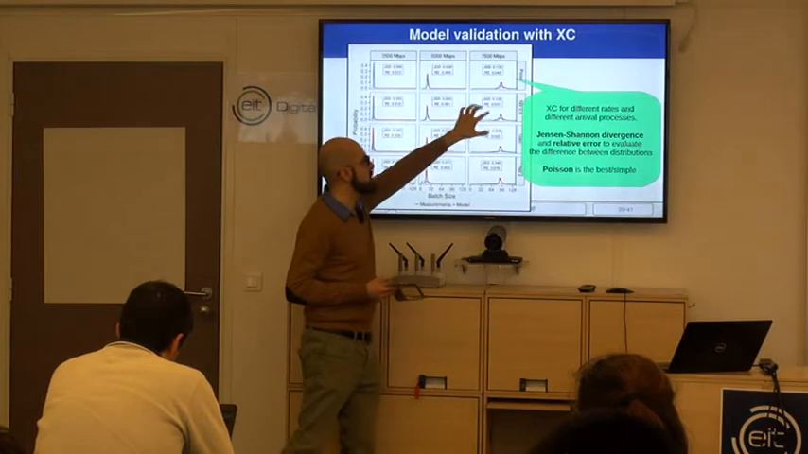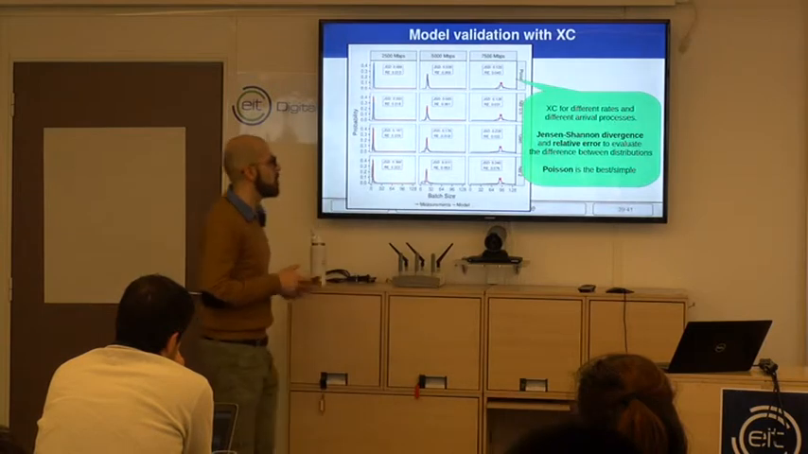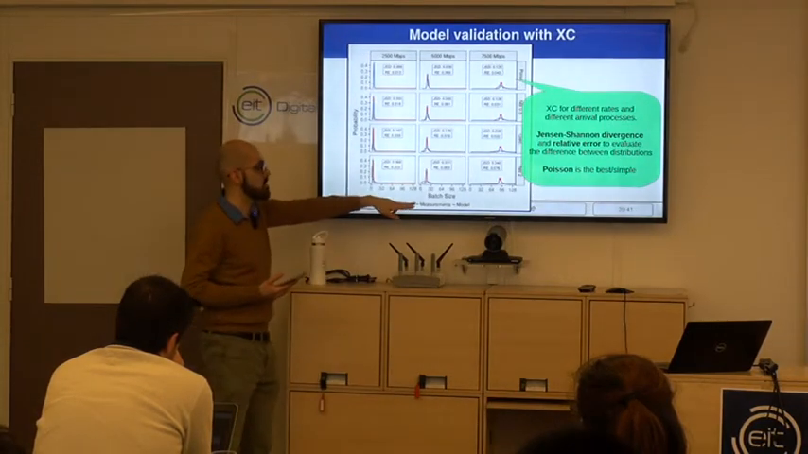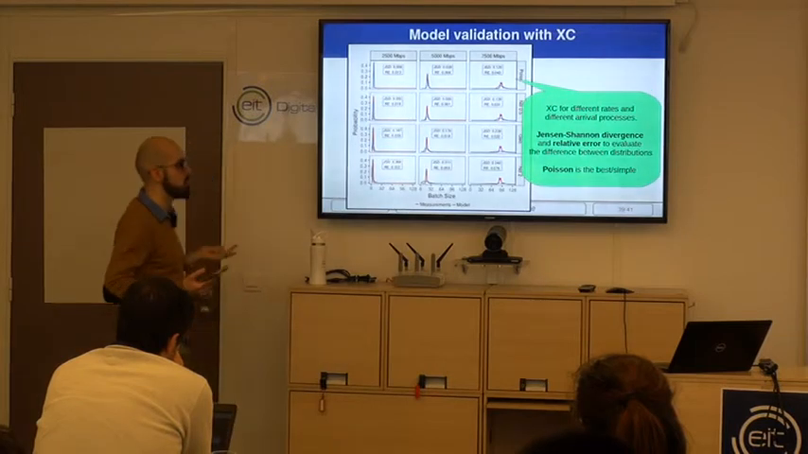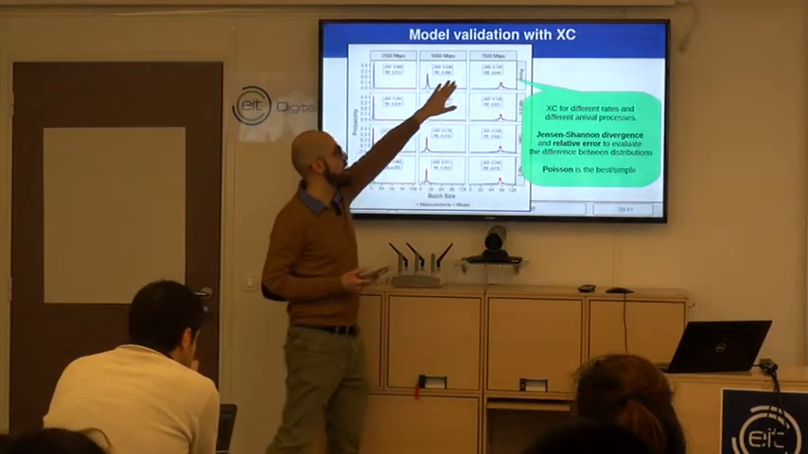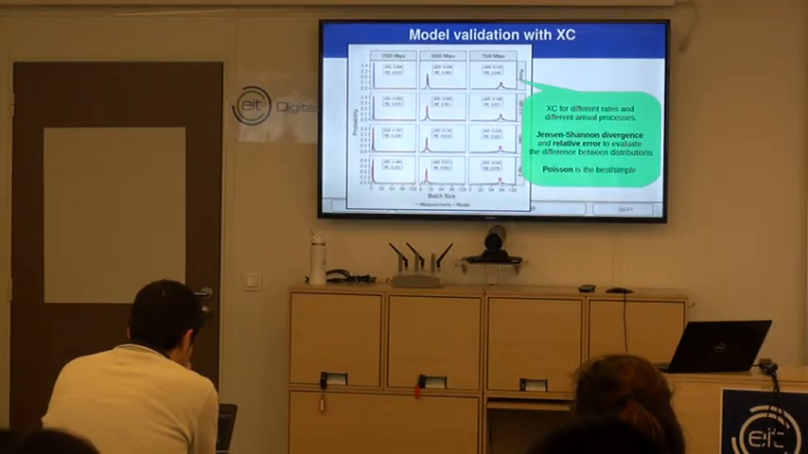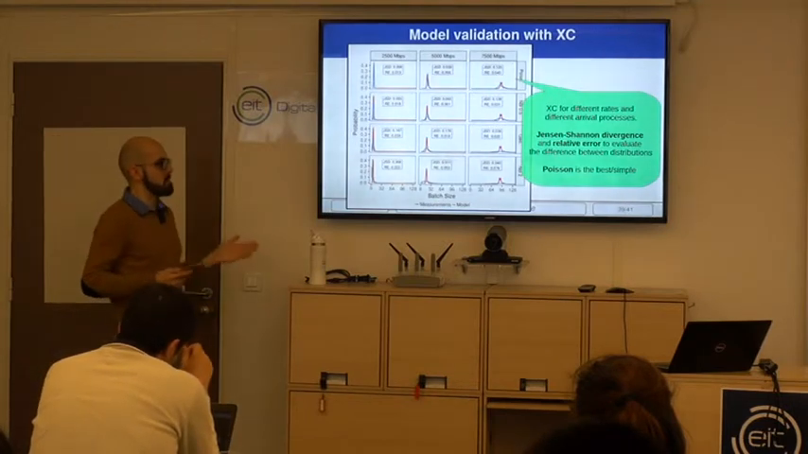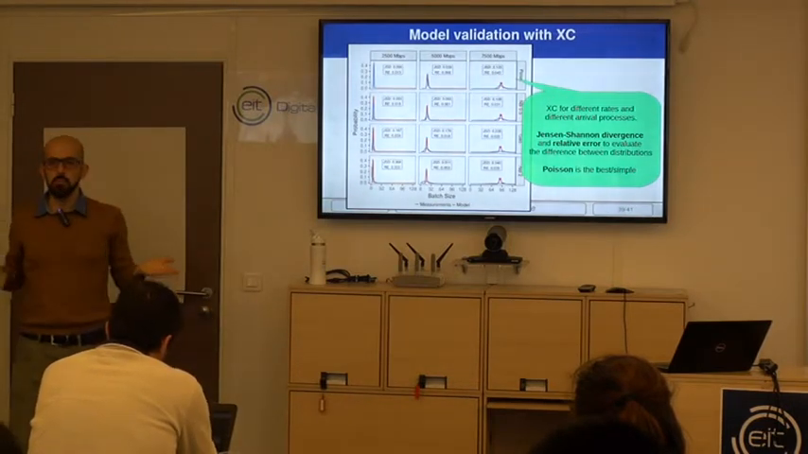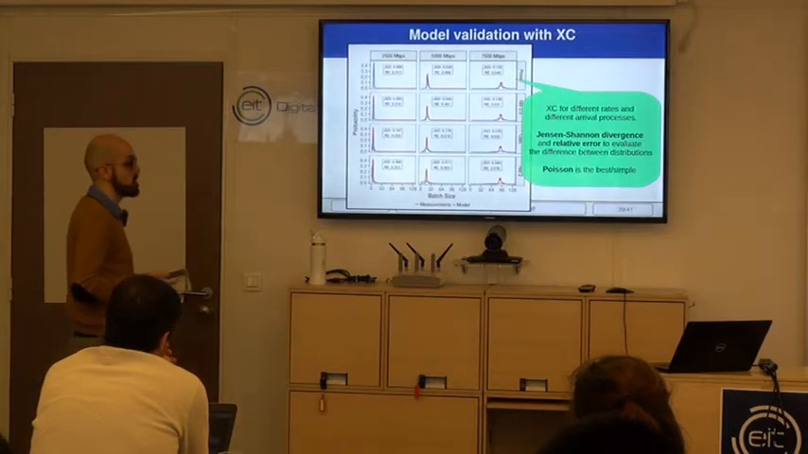Of course, some details are lost, like this double mode that occurs in the measurement and is not caught by the model. But this is anyway sufficient to give us a JSD and a relative error that are really low. So in the end, we tried different arrival process distributions, and since the Poisson is the simplest and it produces the best results, we just continued with the simple Poisson distribution.